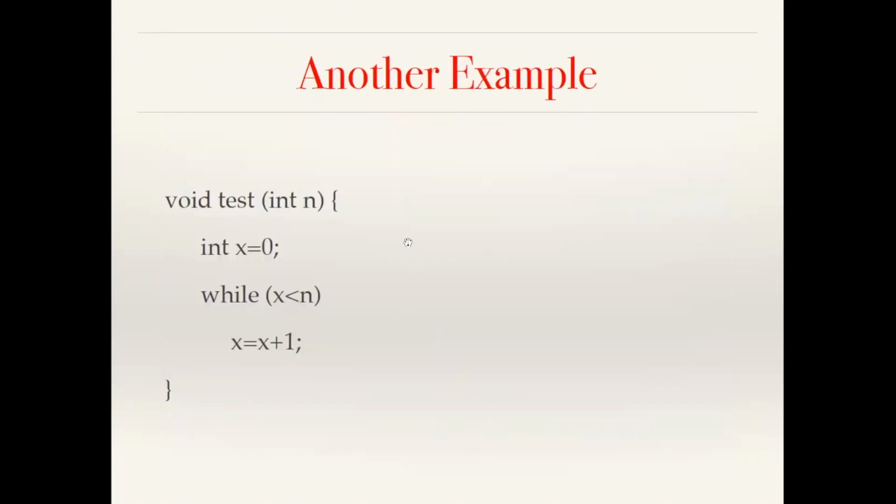Now let us consider another example. So this is a very simple example where we have a loop, and we have a method called test, and it takes one input, which is n. So n is symbolic. And inside the code, we start with a local variable x that is initialized to 0. And while executing the loop, x is incremented. And if x reaches n, the program exits the loop and terminates.